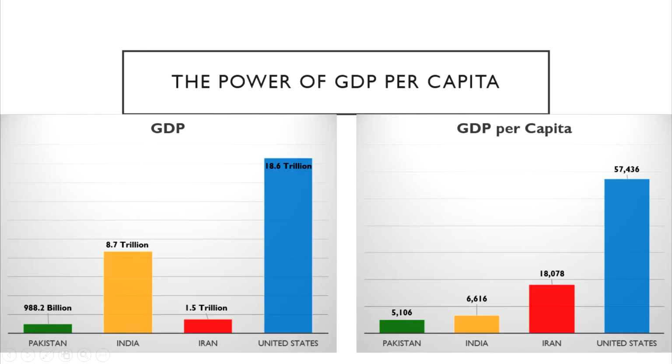Here on the screen exemplifies the importance of GDP per capita. You'll notice that India's GDP was about half of the United States', but when population is taken into account, the GDP per capita is significantly lower in comparison because India has such a higher population.